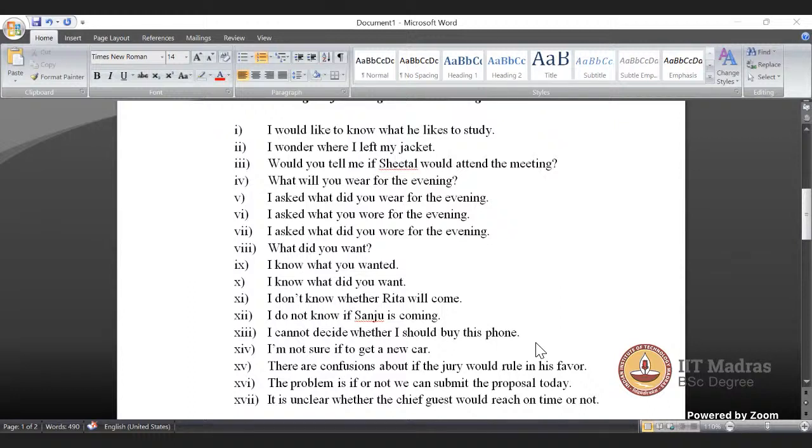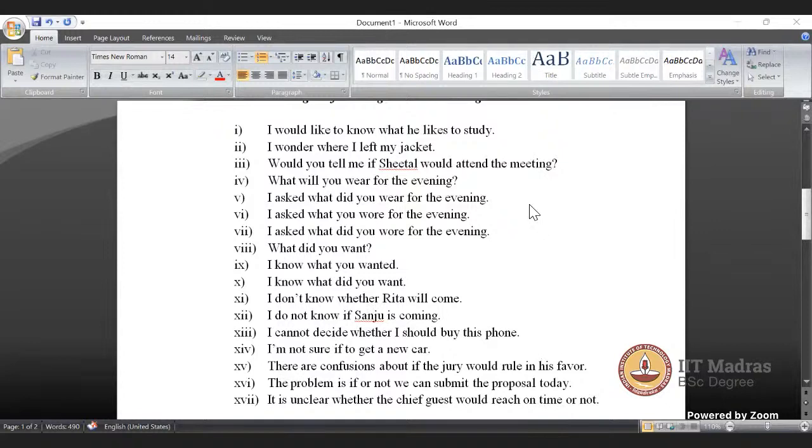This is a non-finite clause. This does not have a tense. So in such cases, you cannot use if. If can only be used with finite clauses. Here, since your clause is non-finite, you cannot use if. So the right answer would be, I am not sure whether to get a new car.